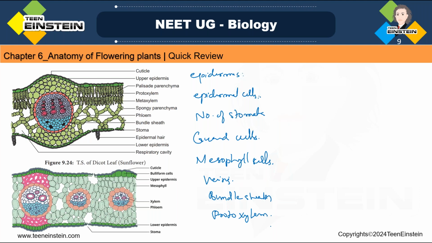Right. So here in the dicot leaf, upper epidermis is having larger and thick walled cells compared to the lower epidermis. Upper epidermis has larger cells and thick walled cells, okay, in the case of dicot leaf. Then what about monocot leaf?